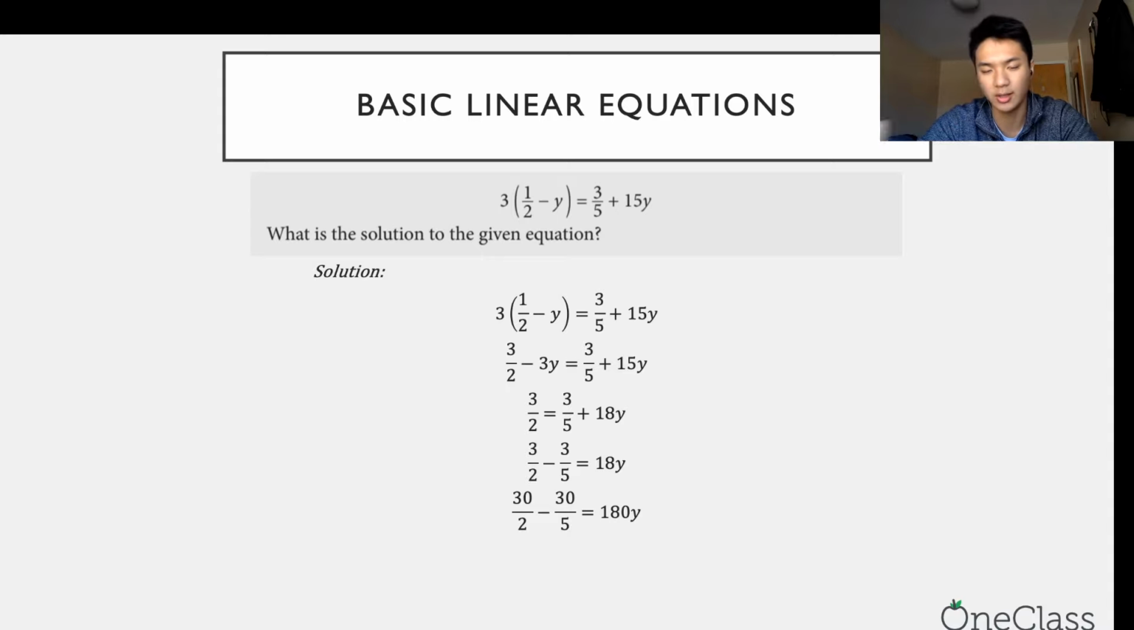So one way you could do this is just kind of subtract through and do multiplication. But to make it easier, it actually would be a shortcut if you just multiply both sides by 10 to make it an easier division. So if we multiply both sides by 10, we get 30 over 2 minus 30 over 5 equals 180 times y. And solving for that, we get 9 equals 180y, and the solution to the equation would therefore be 9 divided by 180, or 1 over 20.